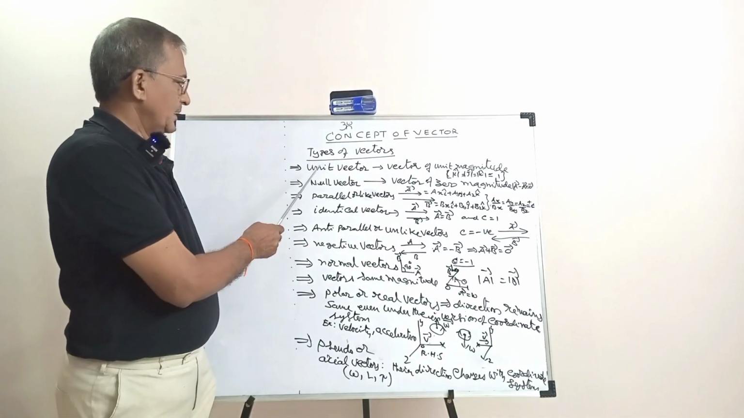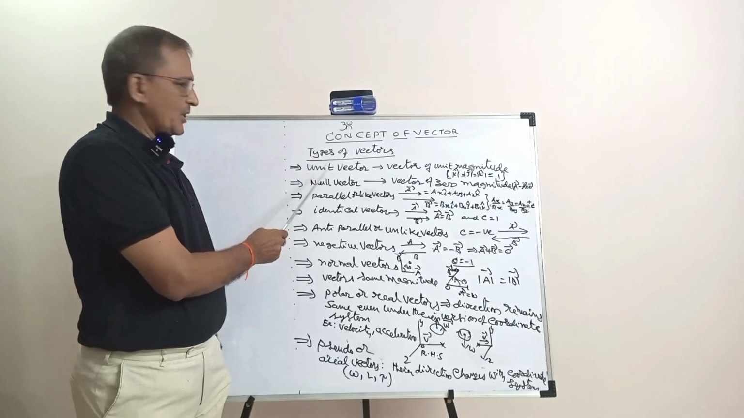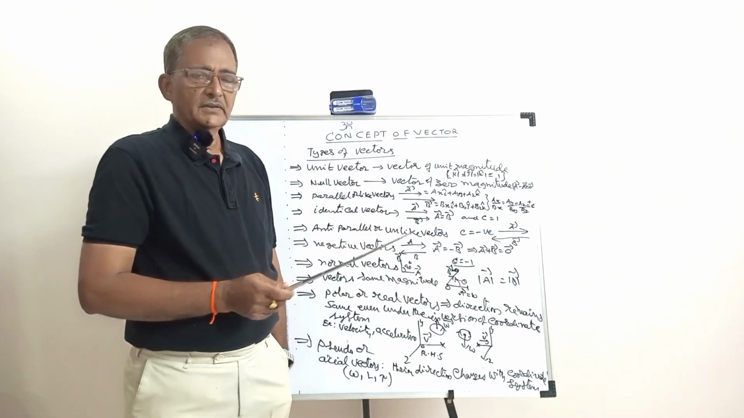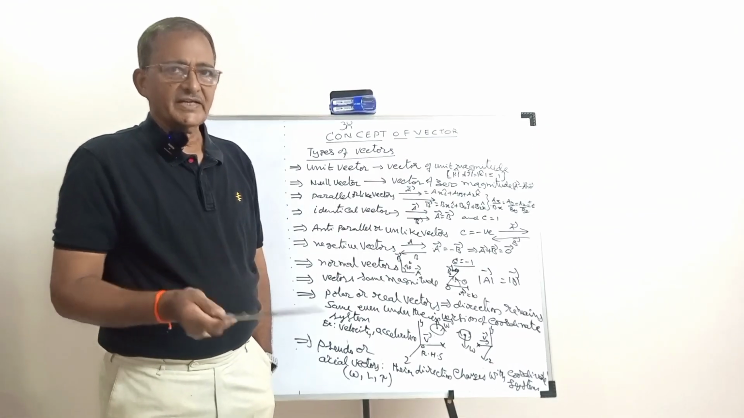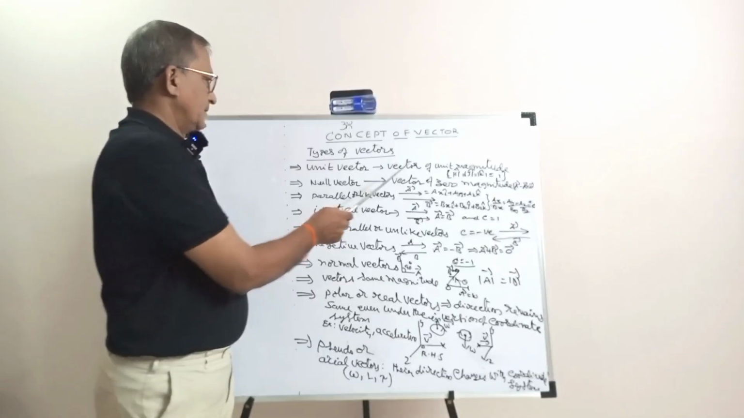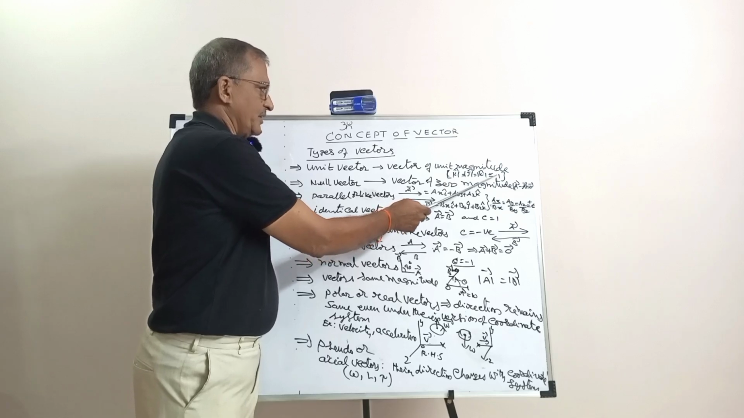We already discussed a special vector called the unit vector, whose magnitude is 1 and whose direction is in the direction of its original vector. And the modulus of i bar is equal to the modulus of j bar is equal to the modulus of k bar is equal to 1.